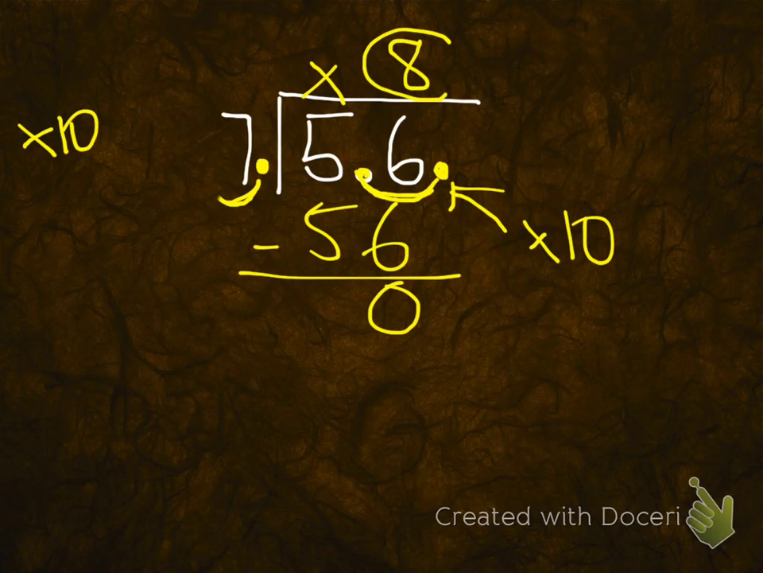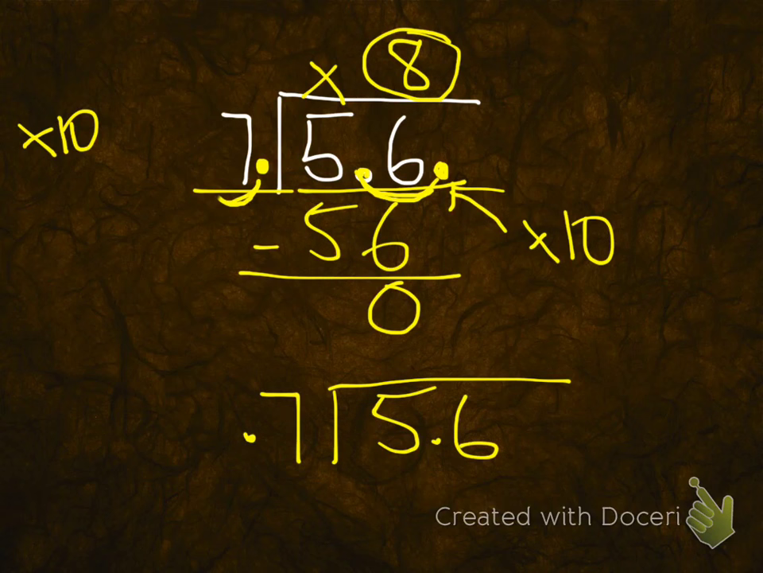And that 8, which is the answer to 56 divided by 7, is the same exact answer to 5 6/10 divided by 7/10. Since we multiplied that by 10 and we multiplied that by 10, we were able to get the same exact answer.